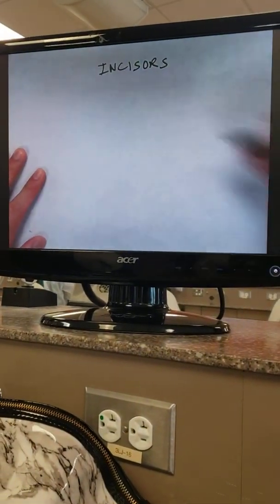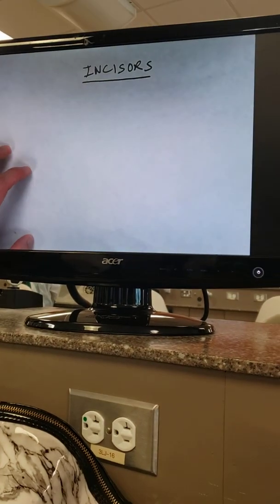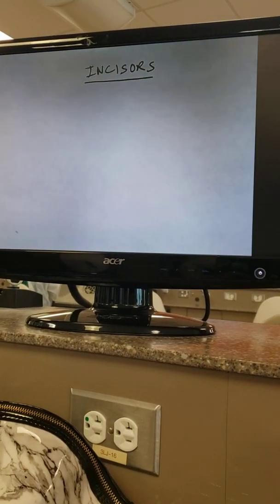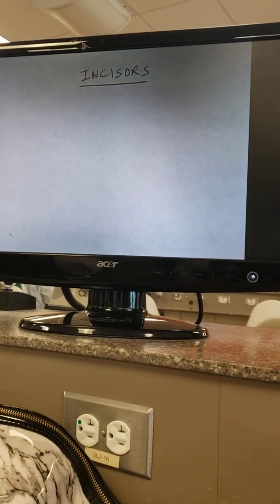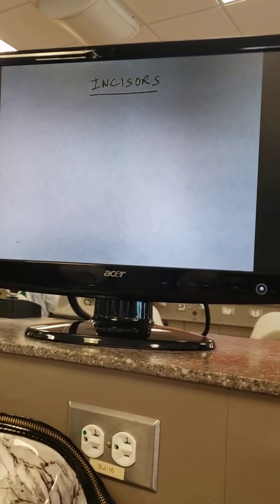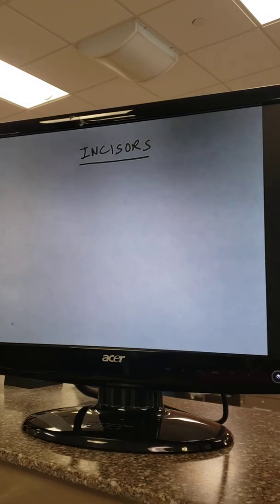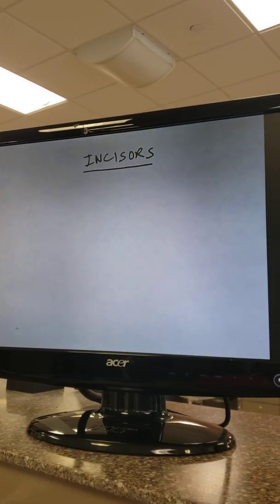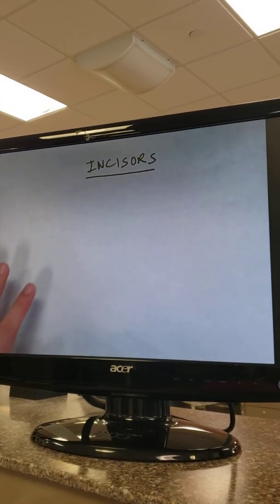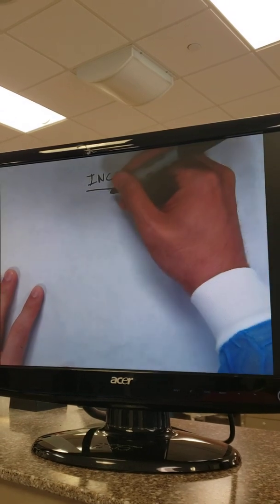So, incisors. All right, the first thing that you're going to look for, once you know that it's an incisor, is: is this maxillary or mandibular? That's the first thing. So is it maxillary or mandibular?